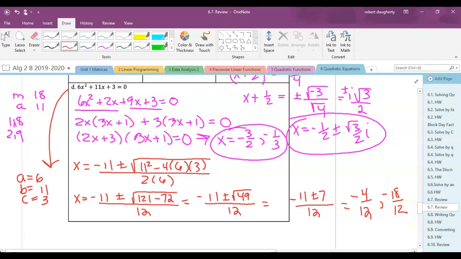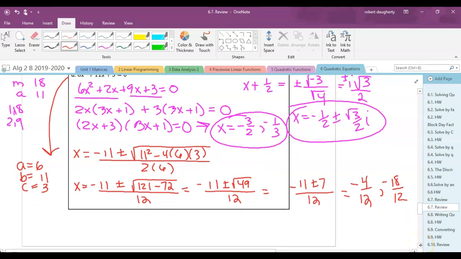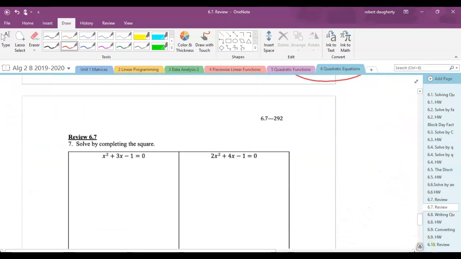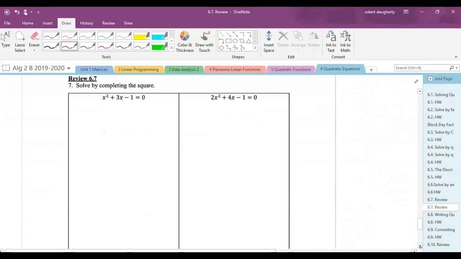Those can simplify. So the first number, if you take out a 4, is negative 1/3. And for the next one you can factor out a 6, and so that's negative 3/2. And those are the same answers we got before. So either way gets you to the answer on that one. And then a couple of examples completing the square.